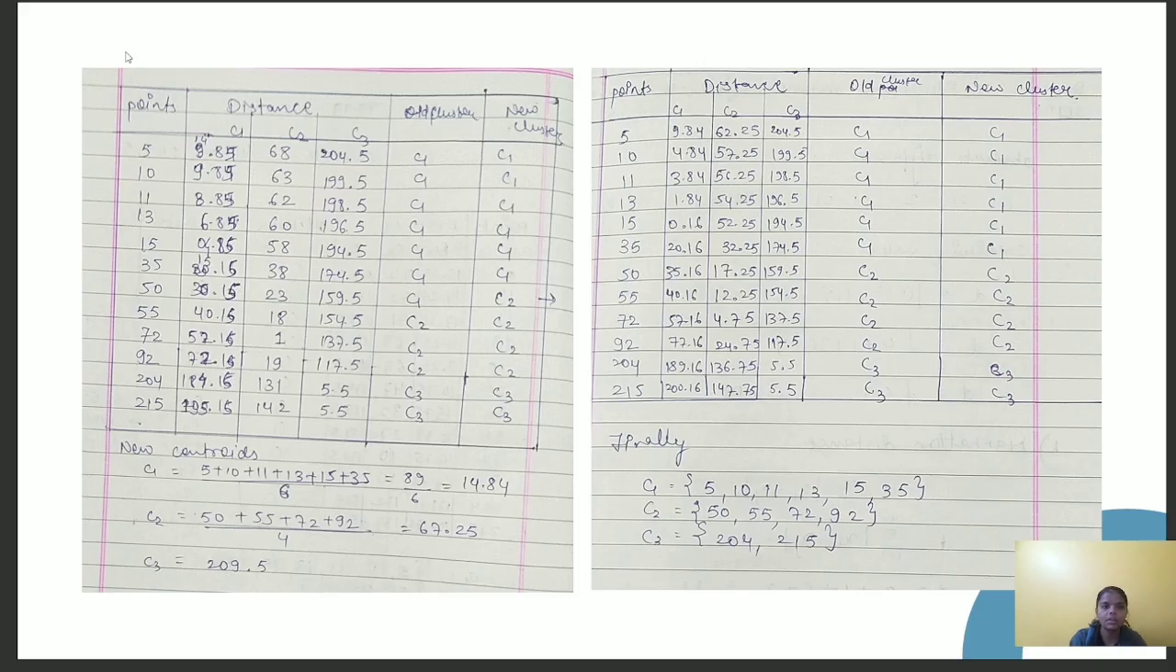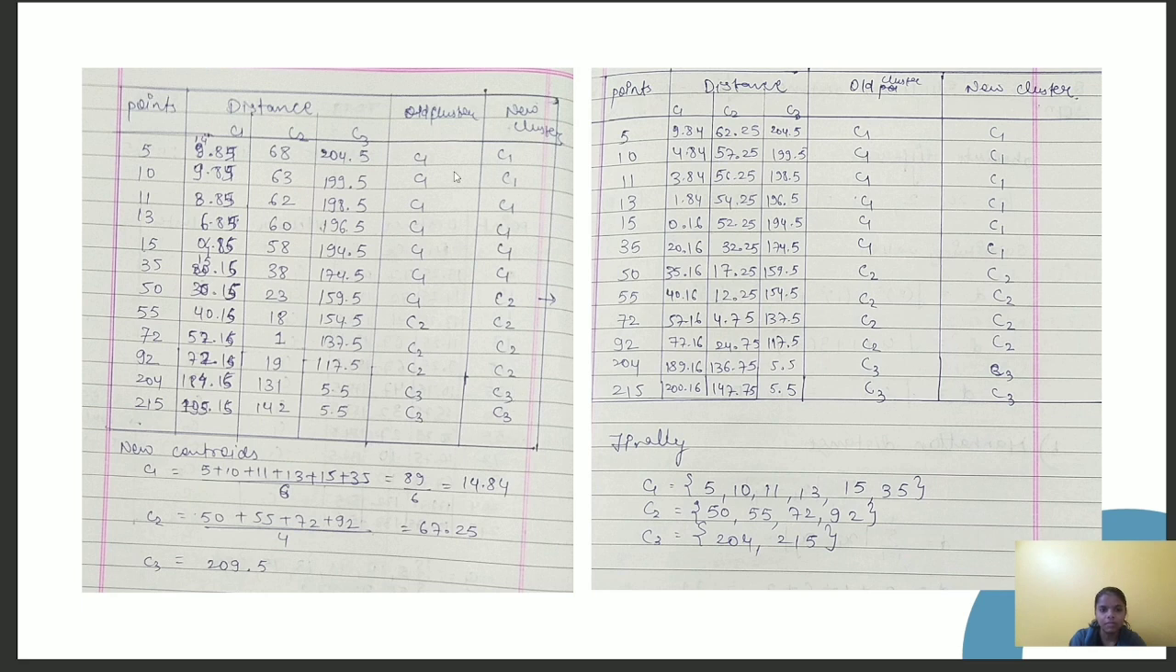As you can see here, with the help of those centroid points, we had calculated the distance, and this is our old cluster. And now here we will compare and take the smallest value, which is 14.85. So we will place 5 into cluster 1. Similarly, we will compare all the values and place them into the clusters.